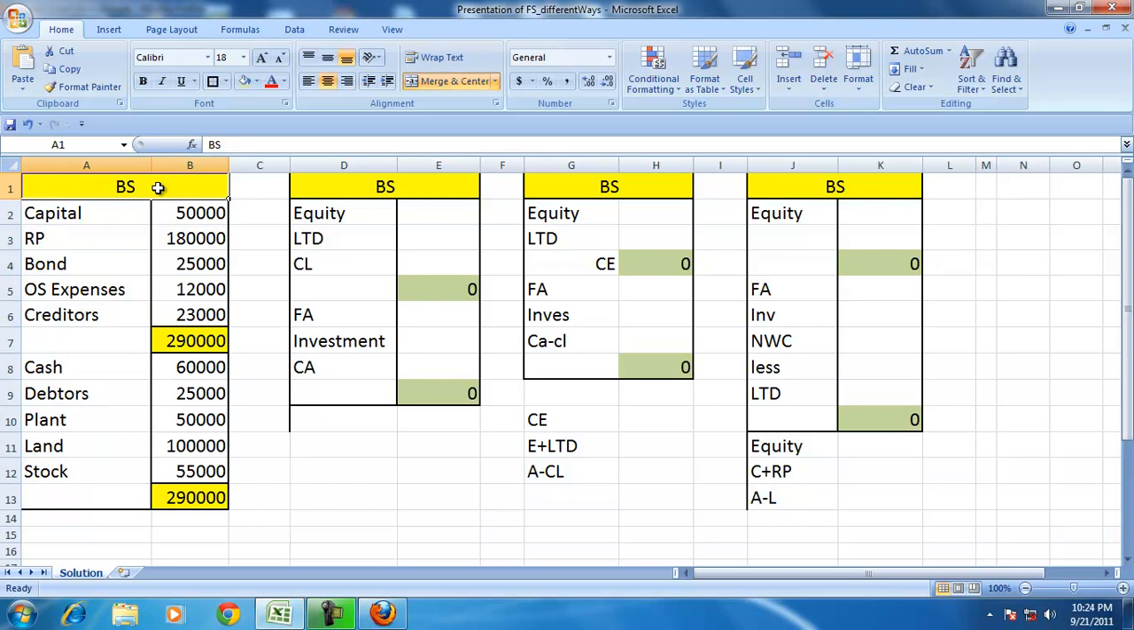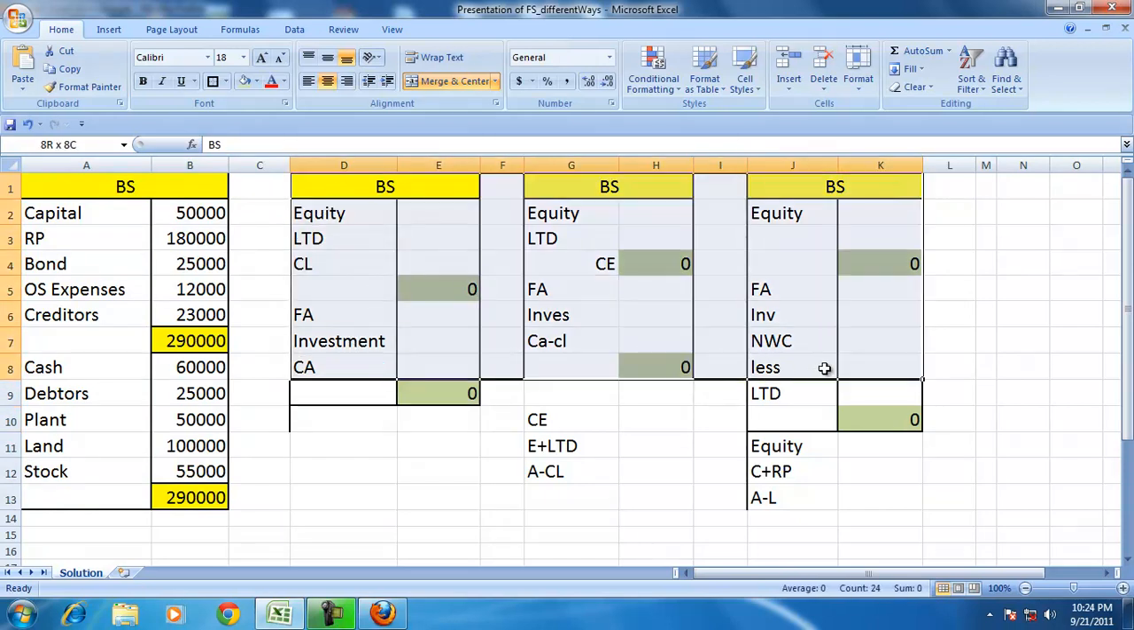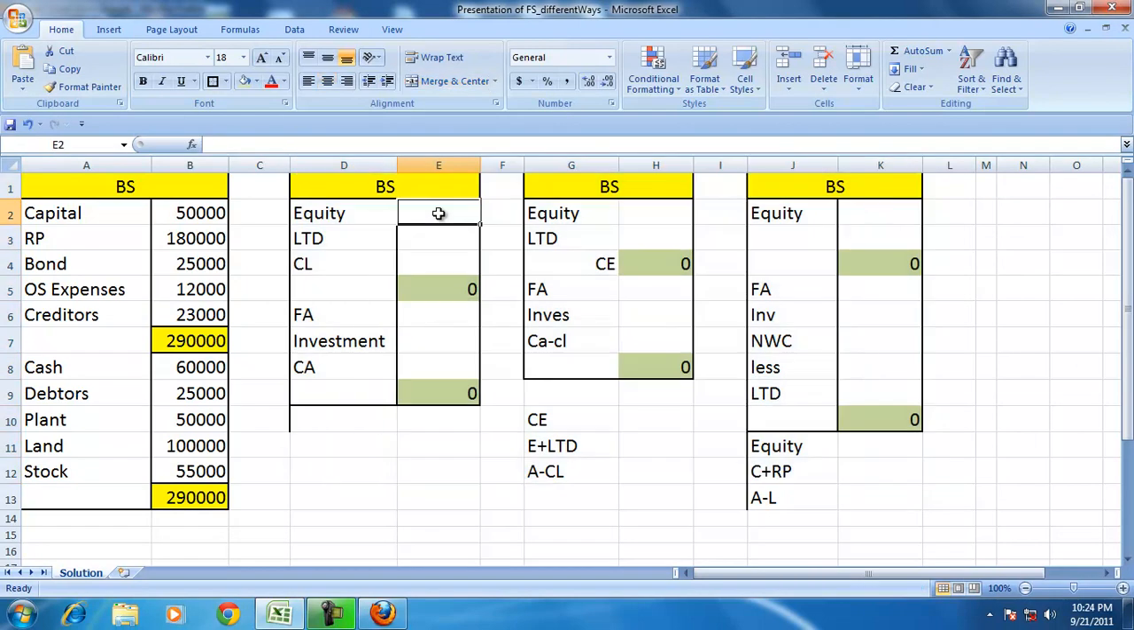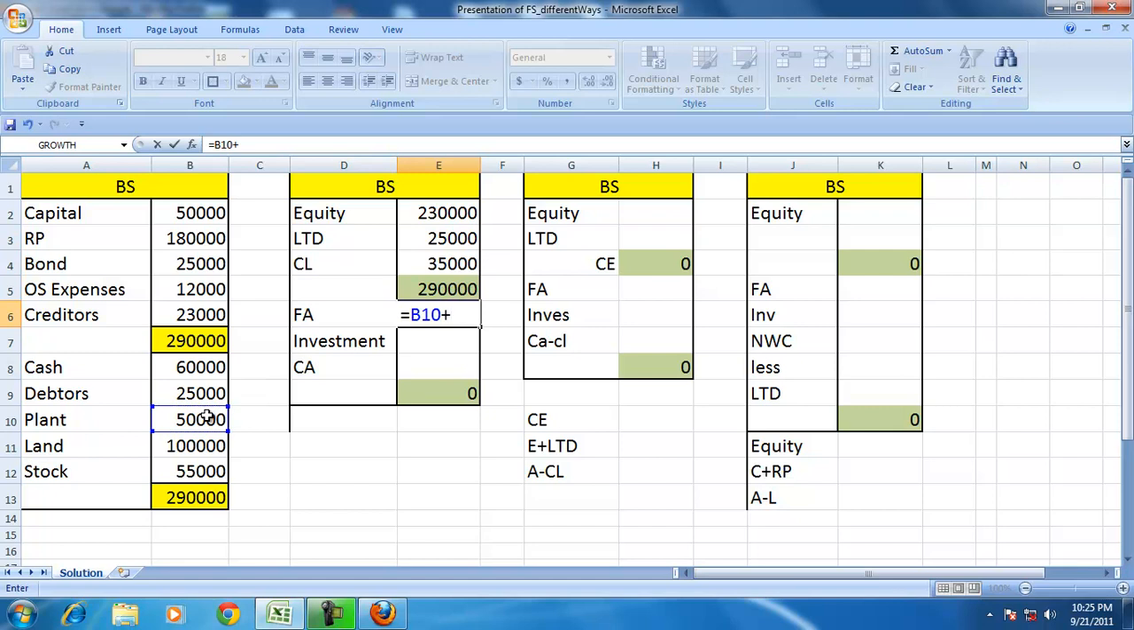Now we want to present the same balance sheet in different formats, which we would like to call condensed balance sheets. So observe this. Equity is 50 plus 180. Long-term debt is 25,000. Current liabilities is 23,000. The fixed assets of the company are plant and the land, no investments, and the current assets are cash, debtors, and stock.